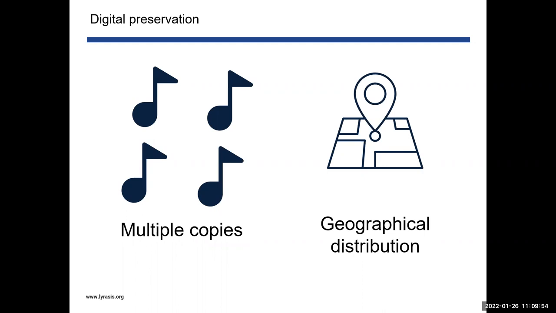If you're already doing a little bit of digital preservation, you're making sure that the item is available in the future by protecting it through having multiple copies of it, and one of those copies being in a different place so it's safe from any disaster that affects your physical location.